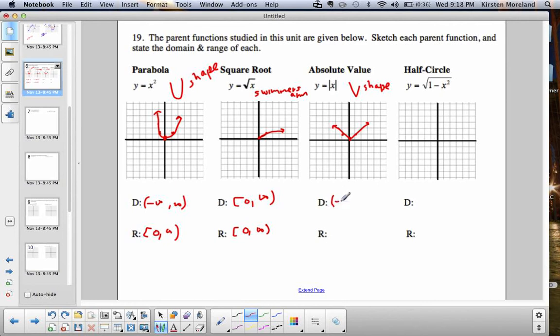Again, just like the parabola, you can put anything in for x. Those arrows mean it's going to go on forever in the left direction and on forever in the right. But the very bottom of this only goes to 0, and then it goes to positive infinity.